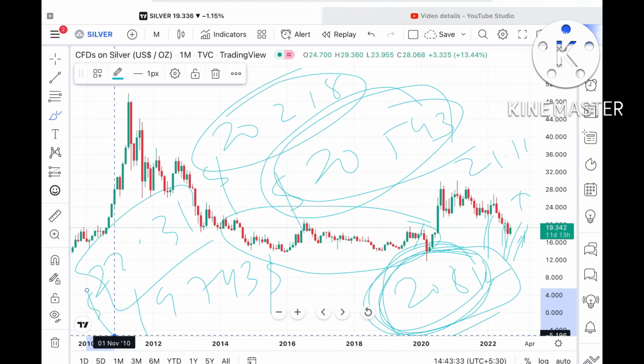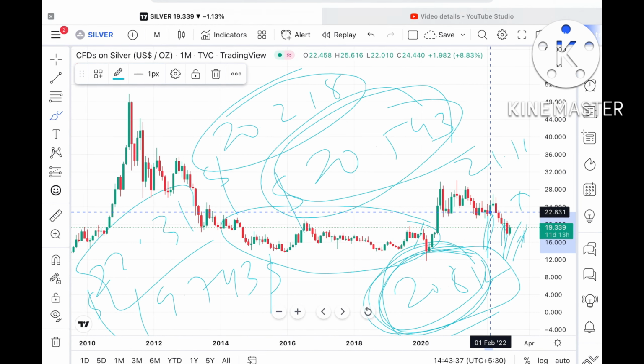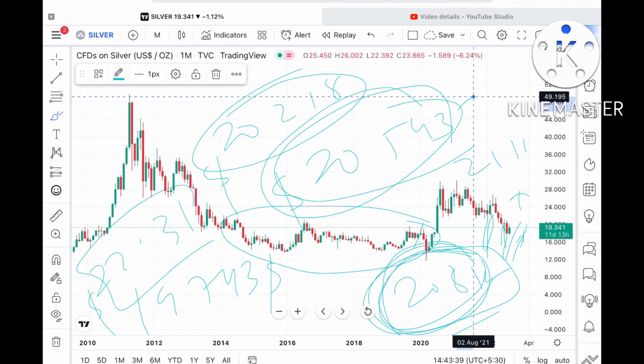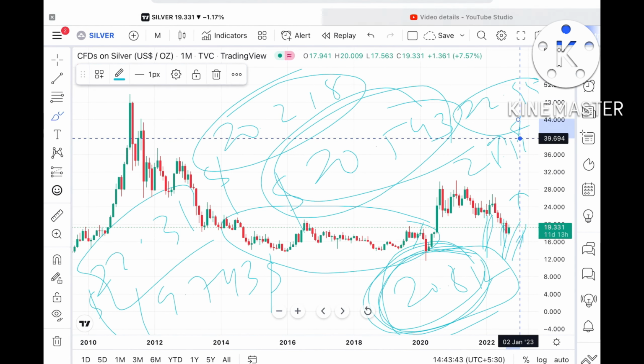$22.31. Once the price sustains above this level, there is a high probability of moving further upside and it can touch a level of around $22.947, and from there it can go further upside.